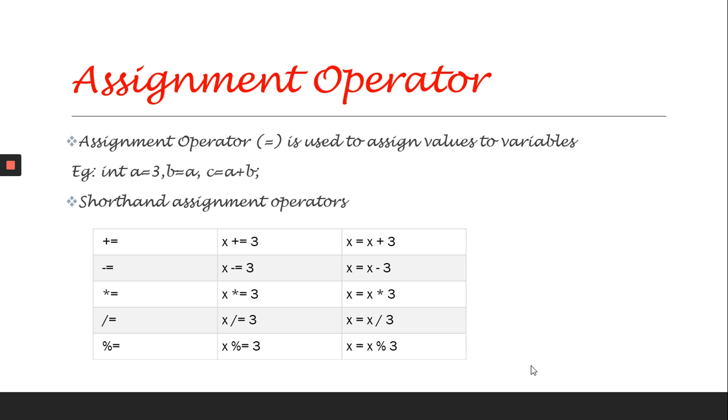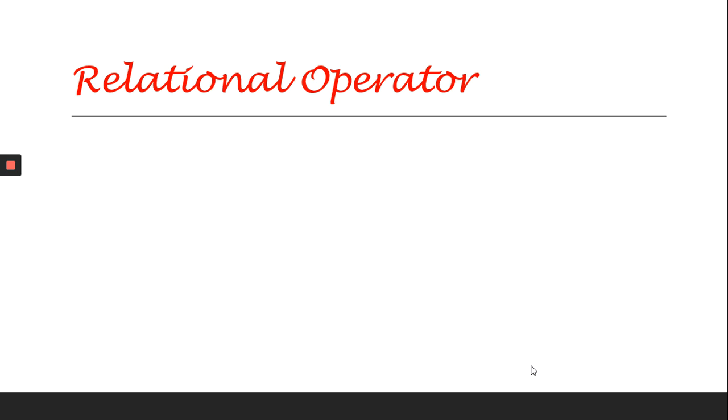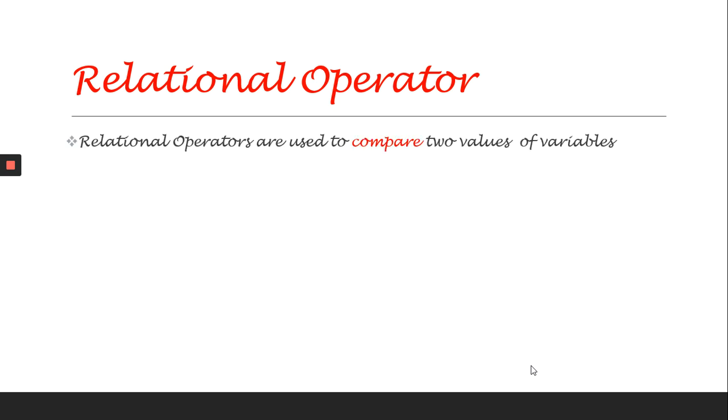What is the use of shorthand assignment operator? When we write x equal to x plus 3, there are 5 keystrokes. x equal to x plus 3. But when we use the shorthand operator, we need to write only 4 keystrokes. That is x plus equal to 3. So that is the advantage. Similar to plus equal to, you can use minus equal to, into equal to, divided by equal to, and also modulus equal to operators. Now we are moving on to relational operator.